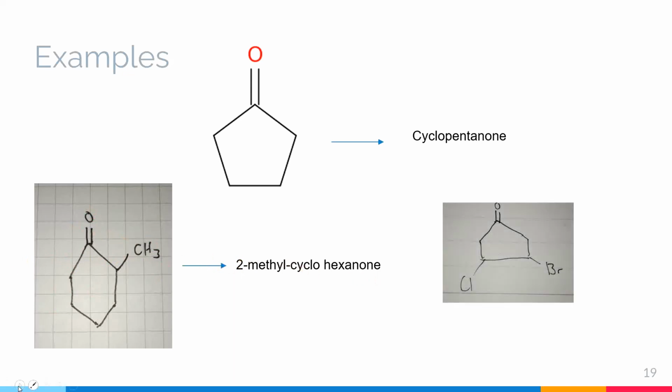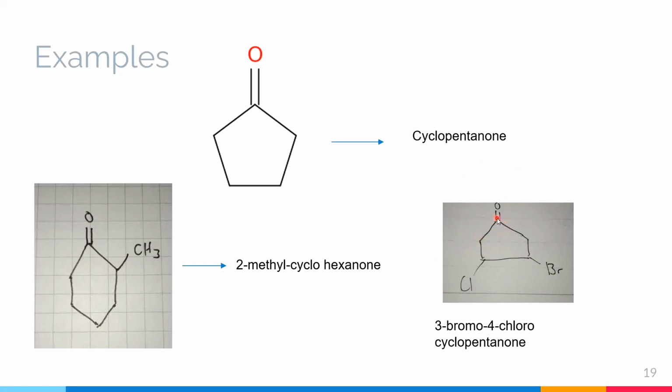How about this? So we got a cyclopentane, cyclopentanone. We got a bromine and a chlorine. B comes before C. So 1, 2, 3, 4. Well, what if we count like this? Okay, wait, hold on. So basically this is the answer: 3-bromo-4-chlorocyclopentanone. We start counting at the ketone.